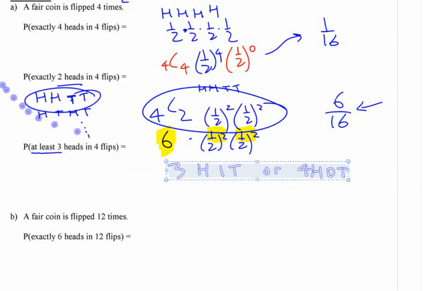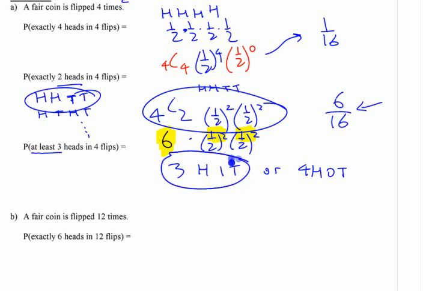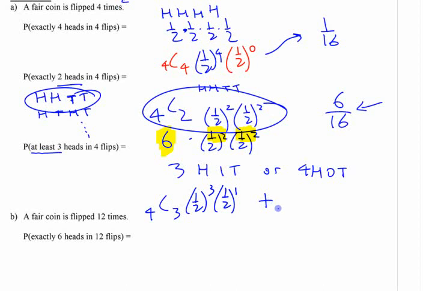Is the probability for 3 heads and 1 tail the same as the probability for 4 heads? How many ways are there to get 3 heads and 1 tail? Well, from the 4 flips, I've got to choose 3 to be the successes. And then you need a half to the third, and a half to the 1 for the 1 tail. Plus, we do 4C4, a half to the 4th, a half to the 0.